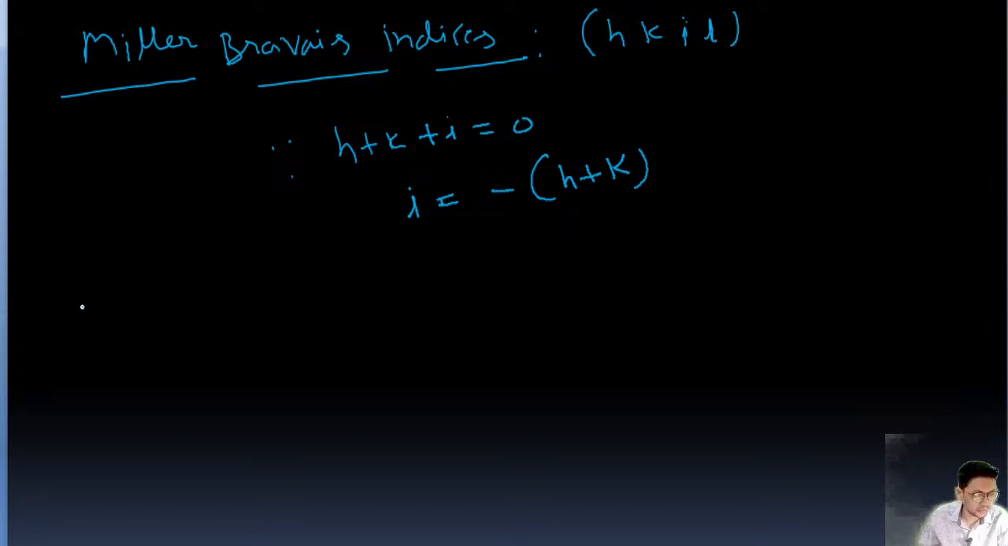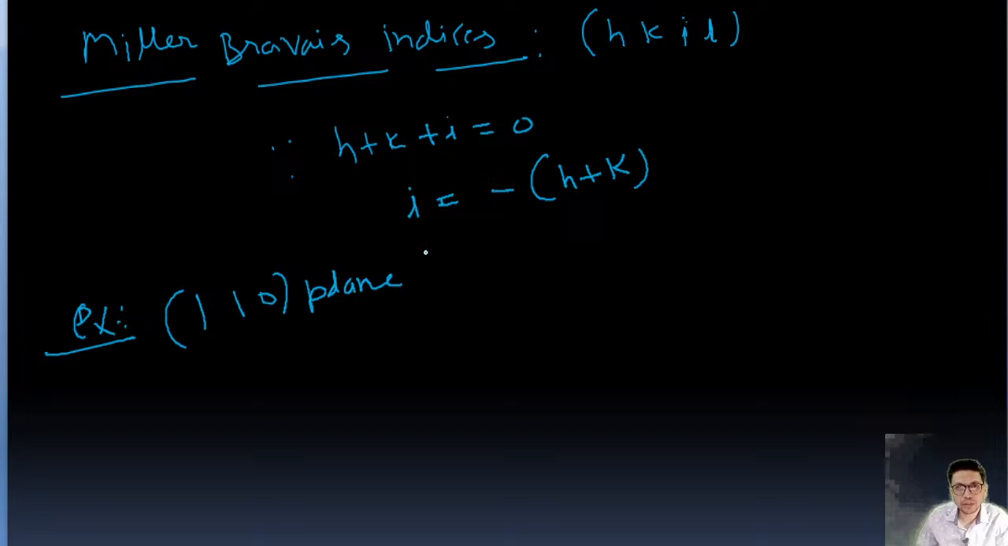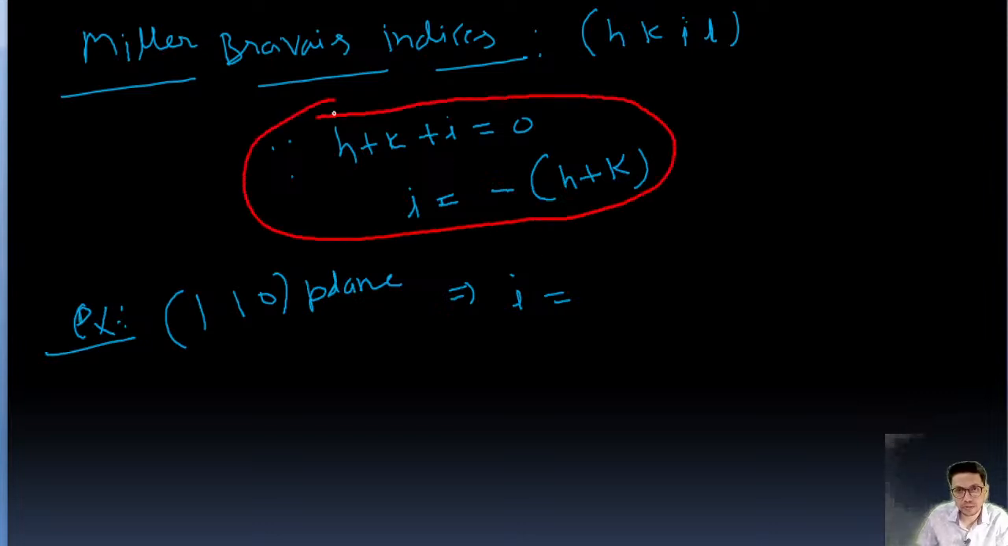How? I'm giving you an example. The example is the 110 plane. So for the 110 plane, you need to find the Miller-Bravais indices. What we are going to do is find iota. We know this formula, you need to note it down, and then you can put the values here. So iota is minus (H plus K), right?